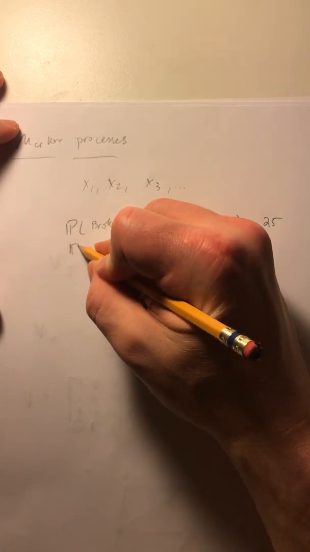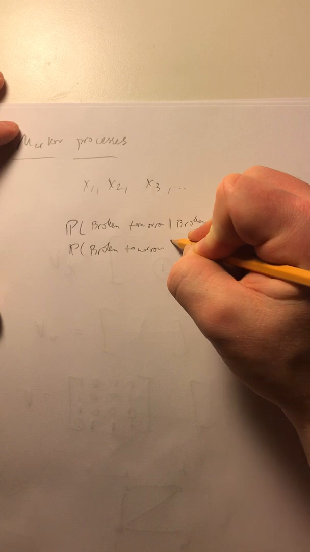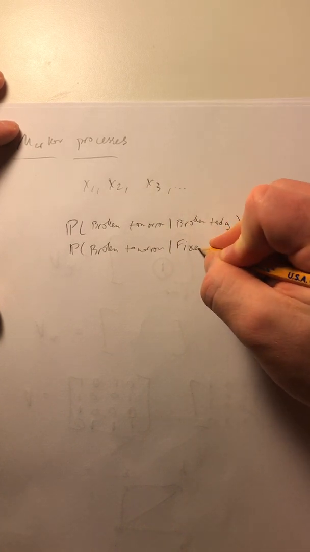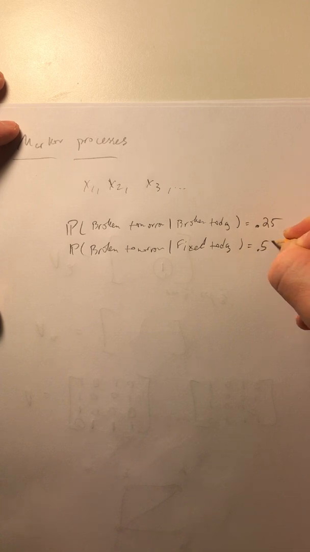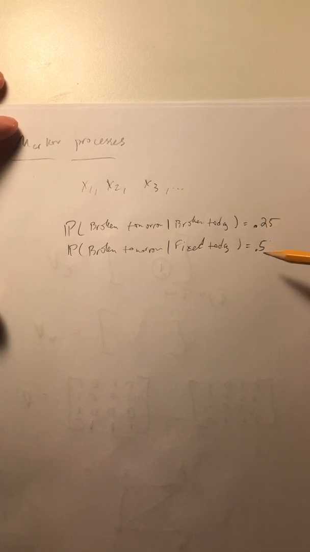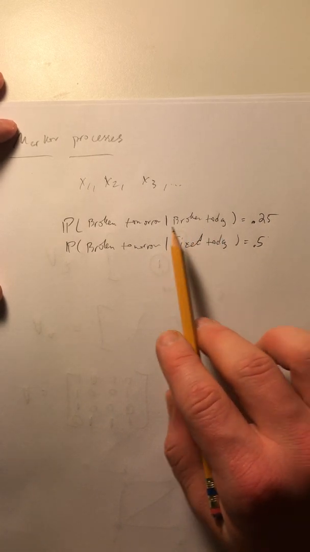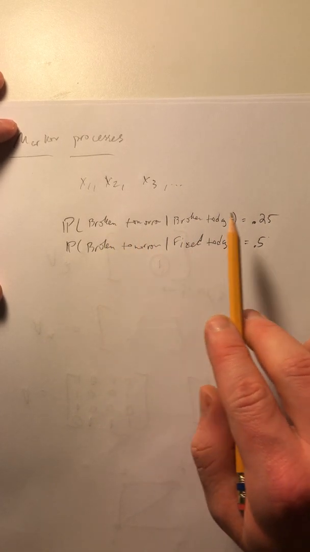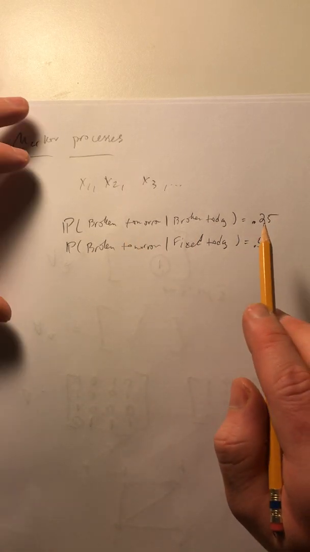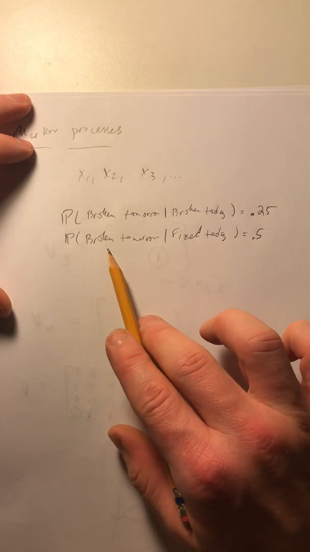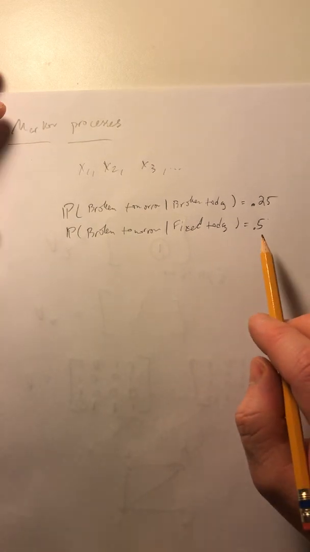Okay. And the probability that it is broken tomorrow, given that it is fixed today or working today, is, let's say, 0.5. Okay. I'm claiming that this is enough information for you to figure out everything else. So if it's broken today, then the probability that it's broken tomorrow is 0.25, which means the probability that it's not broken tomorrow is 0.75. If it's fixed today, the probability that it's fixed tomorrow is also 0.5. Those are the only two options.